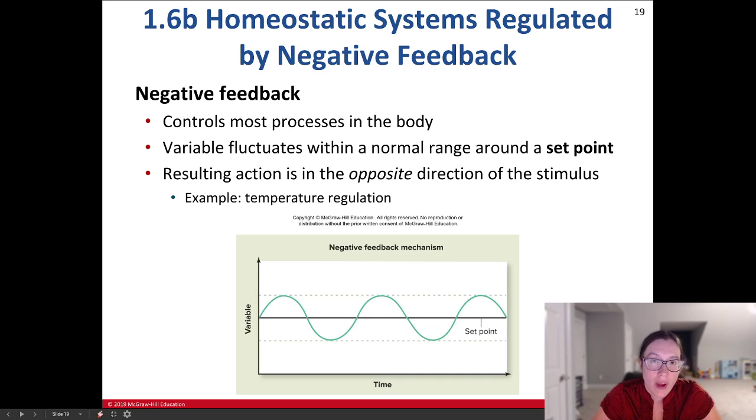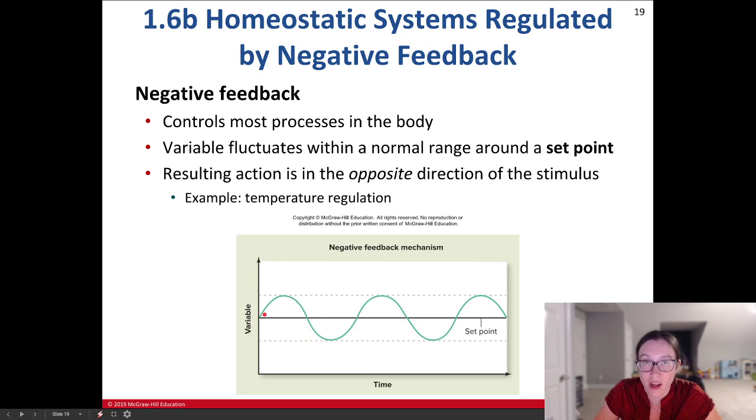So there are two different ways that we can regulate homeostasis. They can be regulated by either negative feedback or positive feedback. And we'll talk about negative feedback first. This is the most common mechanism in the body, and it's kind of the most intuitive. And this is the one where we kind of relate it to the thermostat in your house. In this case, our variable fluctuates within a normal range around what we call a set point. And so here's the set point.